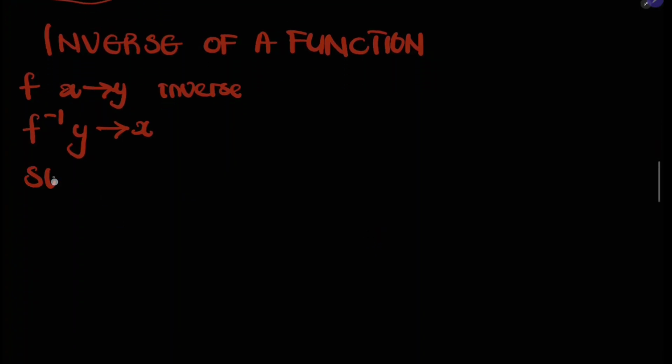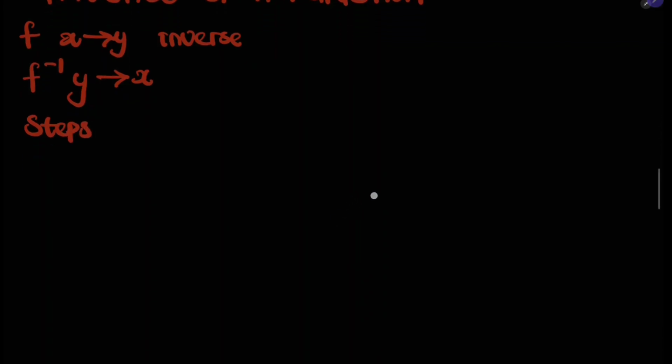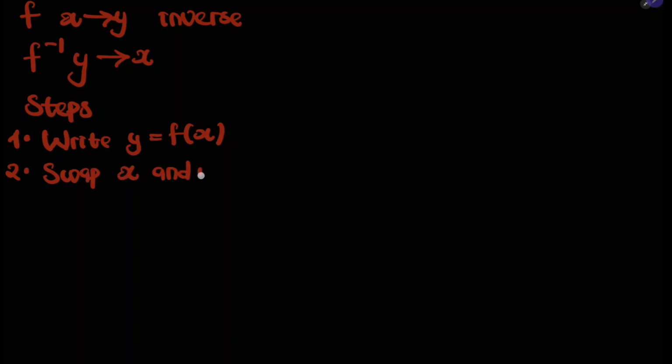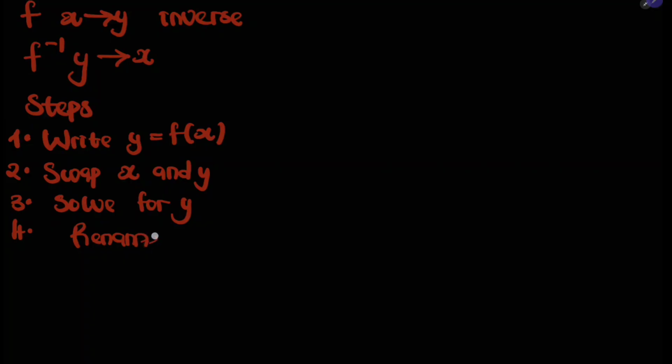So these are simply the steps to find the inverse. First, we need to write y equal to f of x. That is the first step to find the inverse. Secondly, we need to swap x and y. Thirdly, we need to solve for y. And fourthly, we now rename y as f inverse of x.